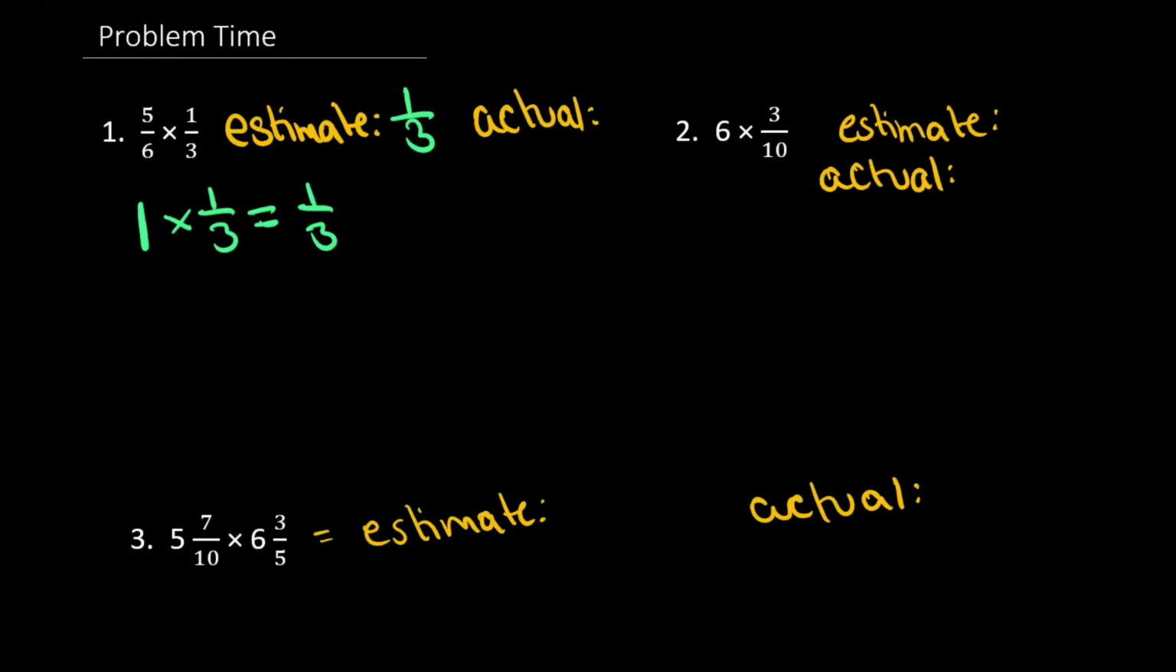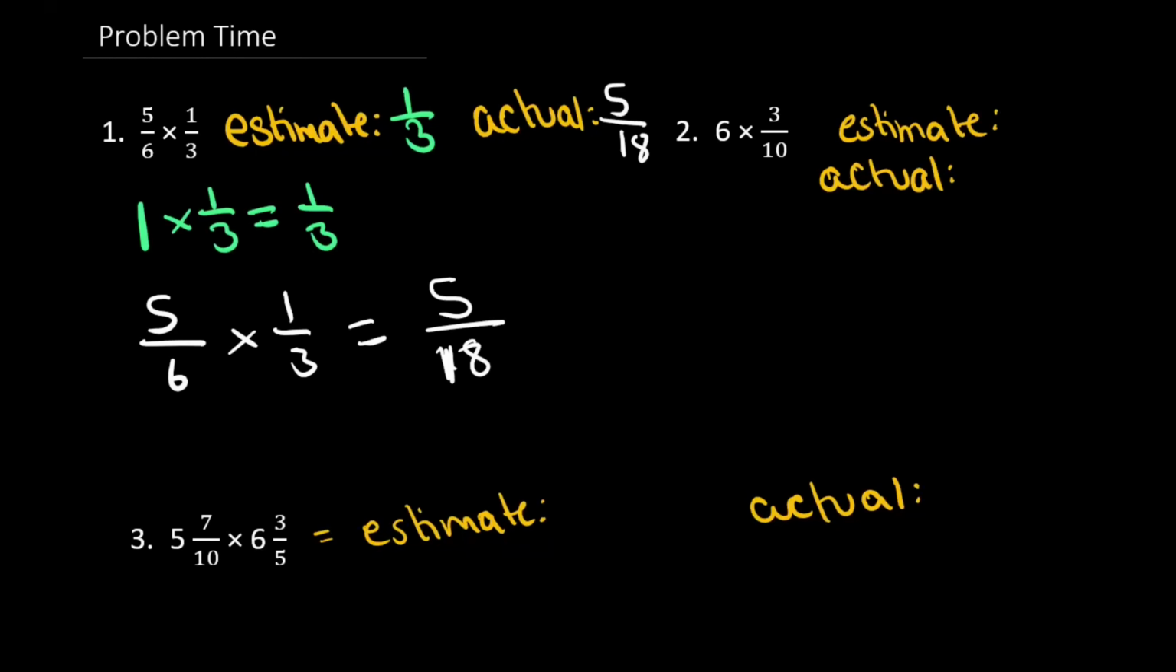Now let's find our actual answer. So 5/6 times 1/3. 5 times 1 is 5, and 6 times 3 is 18. So our actual answer is 5 over 18. Okay, so when you look at our estimate 1/3 and our actual answer 5/18, it seems like they're really far away, but they're not. The reason is we don't have the same denominator, so that's what is making it look like our actual answer is wrong or something like that.